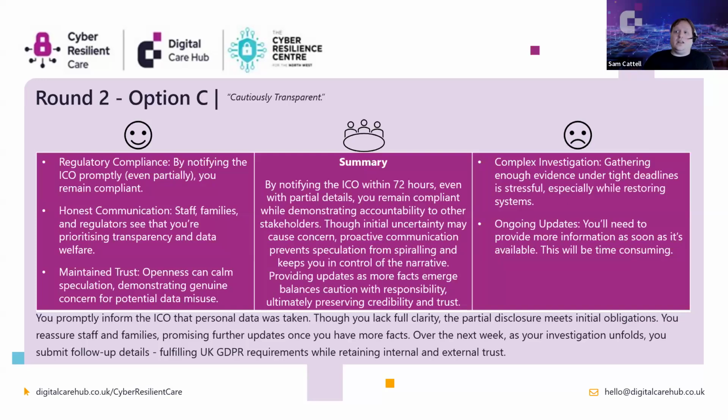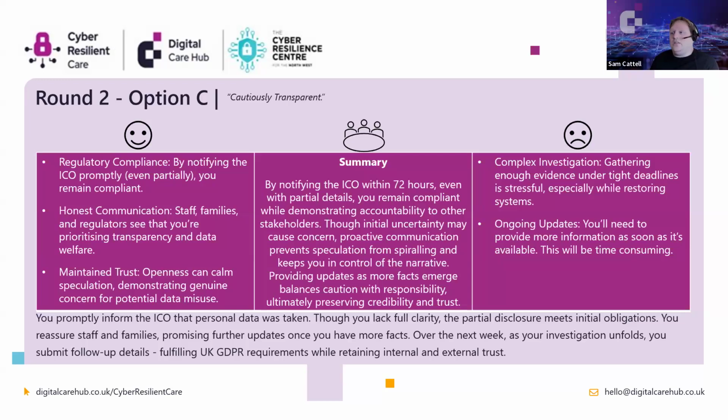However, positives. It does keep you compliant by notifying the ICO promptly. Even if it's just partial information, you remain completely compliant. Honest communication: staff, families, regulators see that you're prioritizing transparency and data welfare, and maintain trust. Openness can calm speculation, demonstrating genuine concern for potential data misuse. That's if they're exfiltrating data.